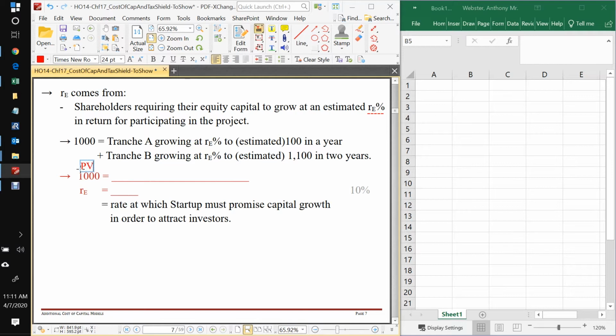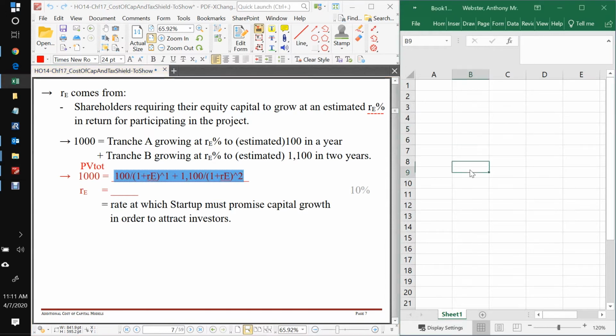So my 1,000 here is our PV total, and that's equal to 100 divided by 1 plus RE, raised to the 1, let's keep all our time units in years. Then at the end of 2 years, they get 1,100, and we've got to discount that back by 1 plus RE raised to the 2. And we can plug this, or something like it, into Excel. I'll just plug that in here.